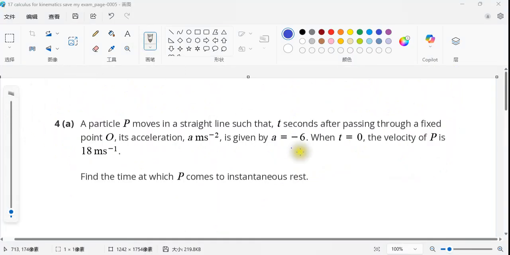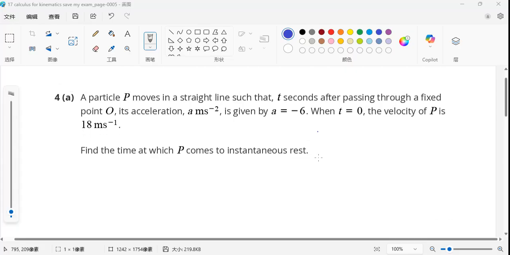Question number 4. A particle P moves in a straight line t seconds after passing through a fixed point O. The acceleration is a equals negative 6. When t equals 0, the velocity is 18. Find the time P comes to rest.